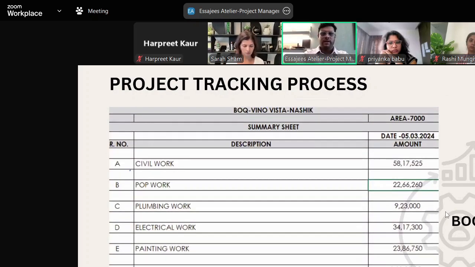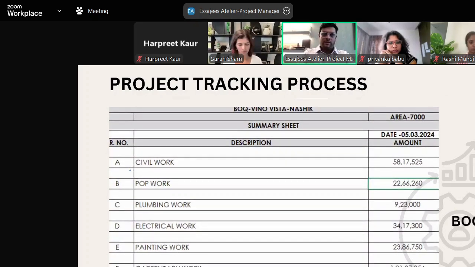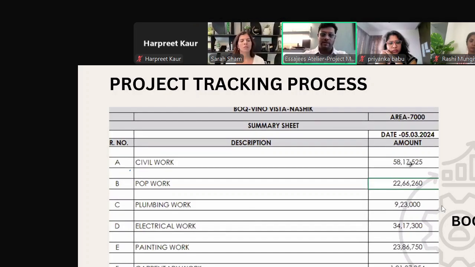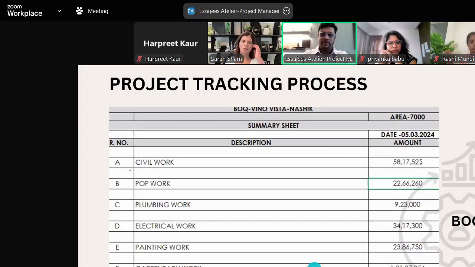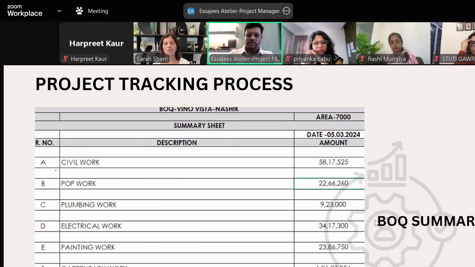So this is the summary. Every project BOQ should have a detailed summary. What are the outstation charges? If there is GST applicable. Many times it happens that the client will say this is the cost with GST. So everything should be mentioned, like outstation charges are 5% extra. The BOQ should have these details.